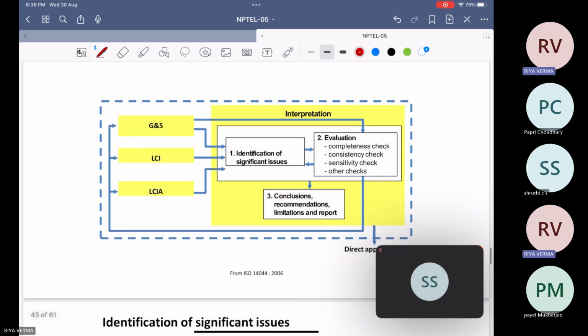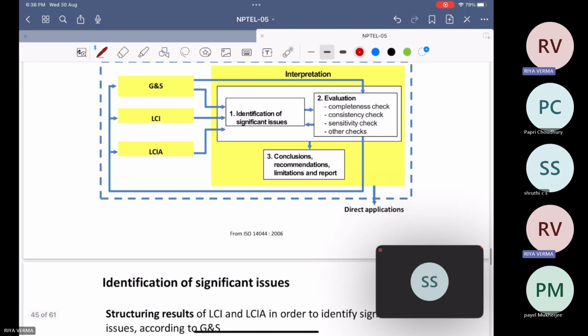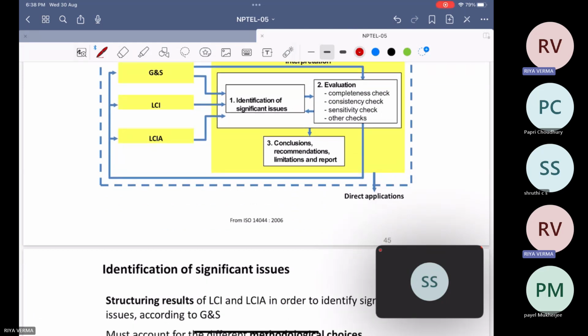Here, the first process is the identification of the significant issues. Second, we have evaluation. In the evaluation phase, we have completeness check, consistency check, sensitivity check, and some other checks as well. Then the third process is conclusions, recommendations, and limitations. And finally, we have a report of the LCA study.